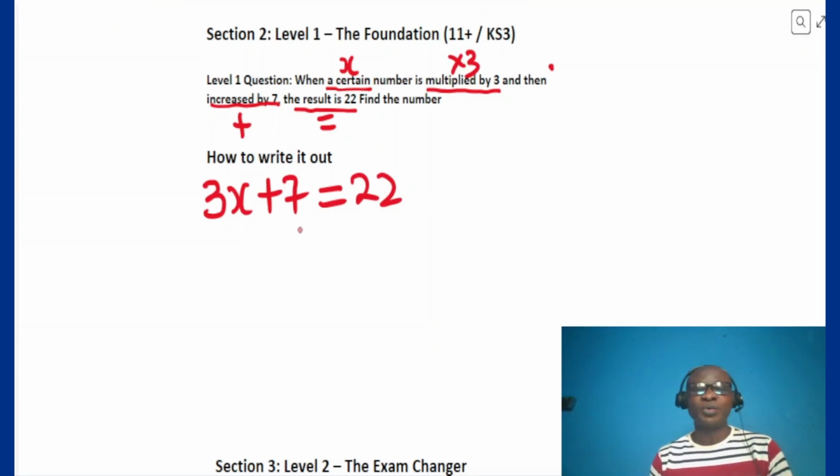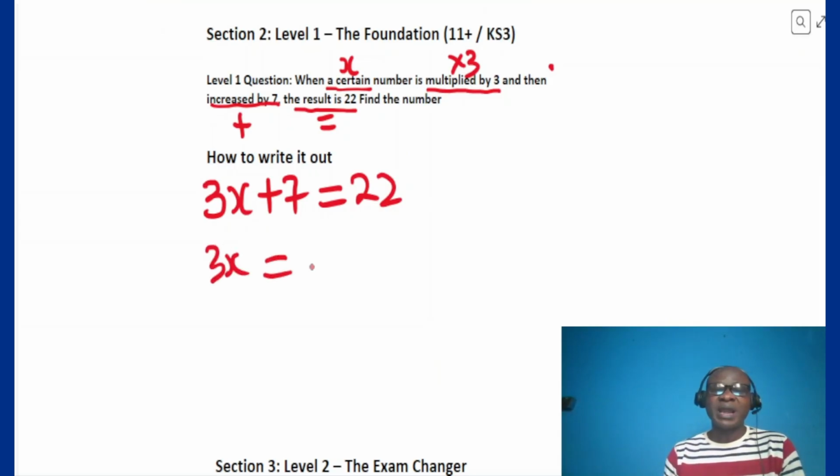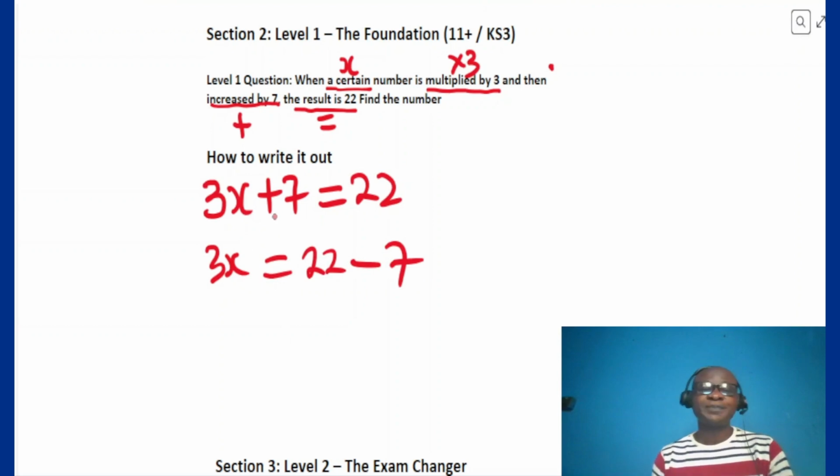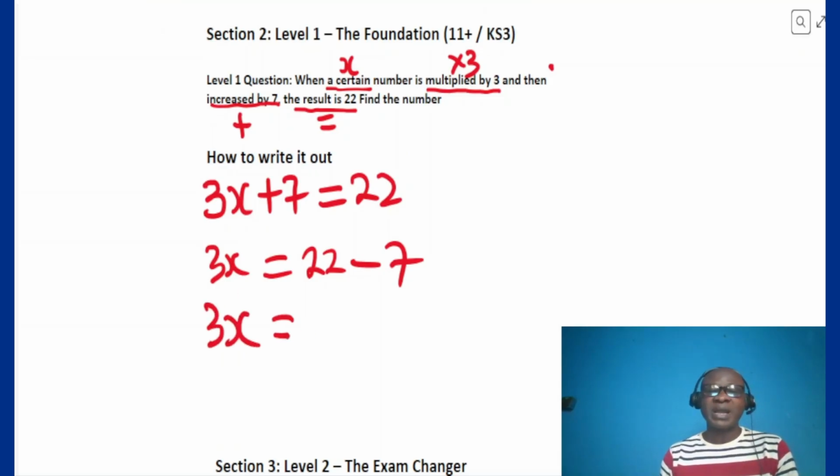Therefore, what do we do? We subtract 7 from both sides. That is, 3x will now be equal to 22 subtract 7, because plus 7 on the left has gone to the right-hand side and becomes minus 7, negative 7. Therefore, what I have next is 3x equals 22 subtract 7, which is going to give me exactly 15.